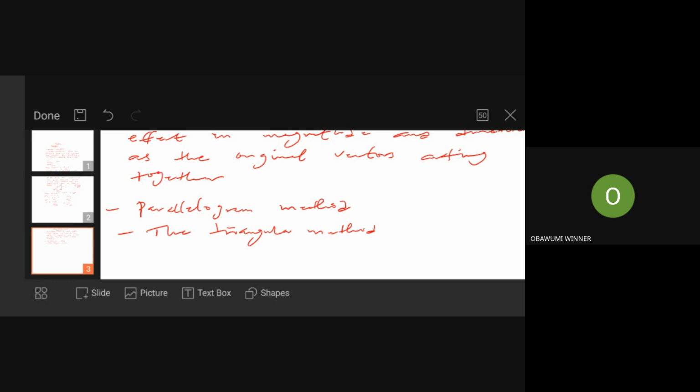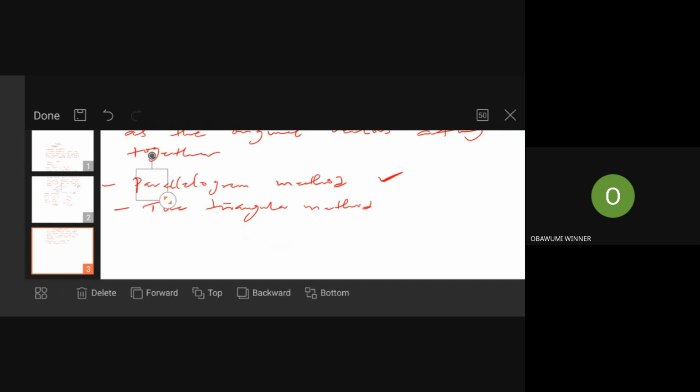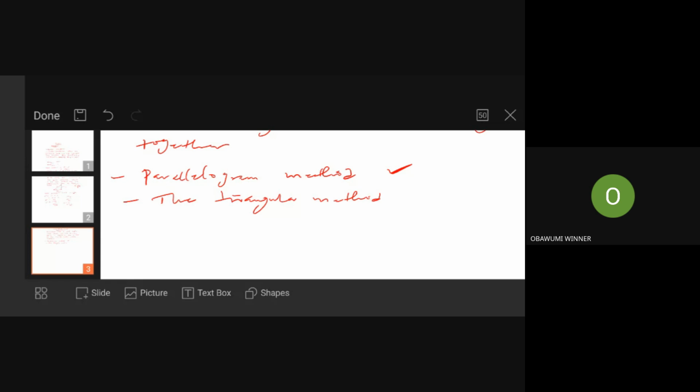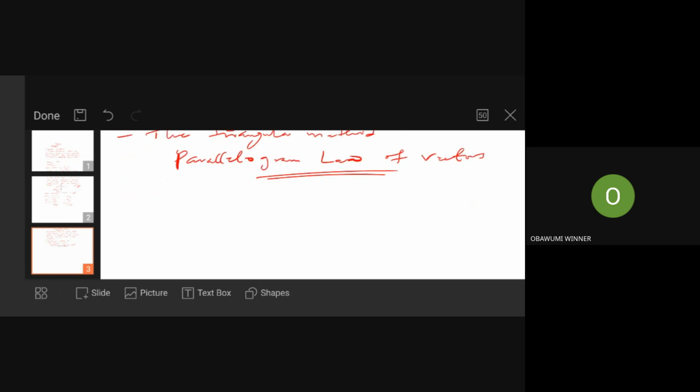But the triangular method is basically using constructions. We have to use constructions in doing this. This is the one that involves you making calculations. And for you to use the parallelogram method, we need to know what the parallelogram law is all about. Because in the parallelogram method, we need to understand the parallelogram law of vectors. So let's take that as a heading. Parallelogram law of vectors. Trying to be a little bit fast so we can cover a few things before the end of the class. So what is the parallelogram law of vectors?